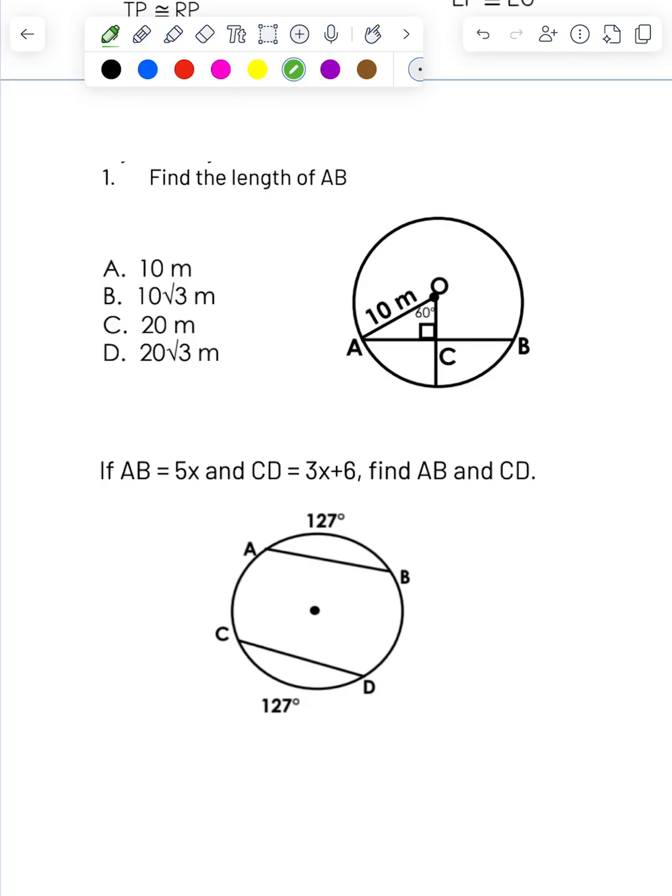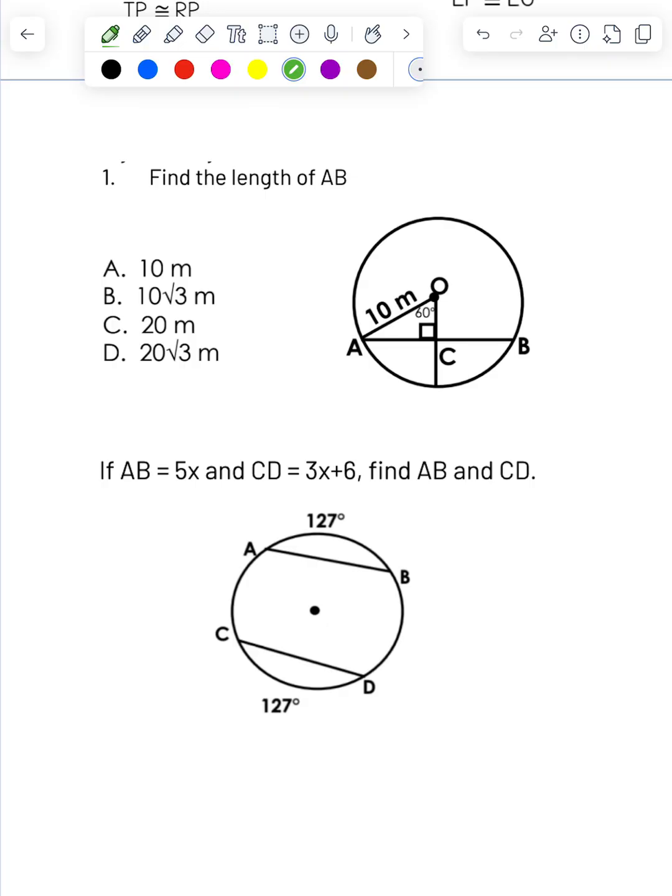Find the length of AB. So we're looking for segment AB. And segment AB is a chord. It doesn't go through the center. It's not a diameter. It's not a radius. AO is a radius, though. The 10 meters, that's a radius. So we're going to keep that in mind.